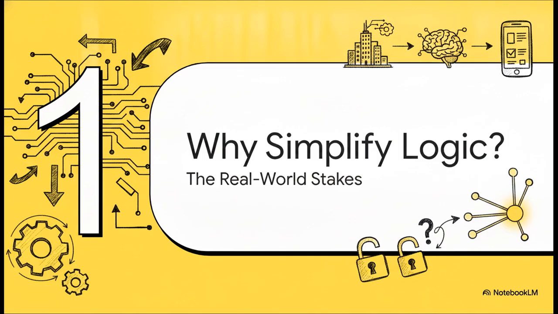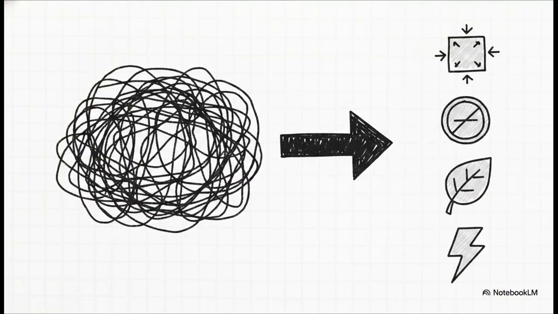Let's talk about the real-world stakes here. You see, there's this direct bridge between abstract math and actual physical hardware. Those Boolean expressions describe real electric circuits and logic gates inside your computer. So if we can shrink down those expressions, we literally reduce the number of physical parts we need to build. And that's a huge deal.